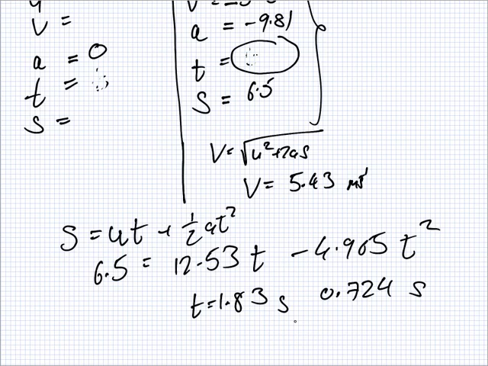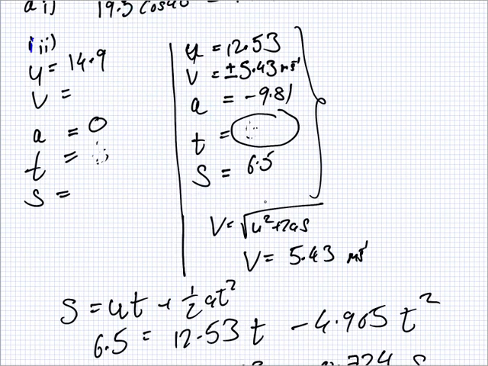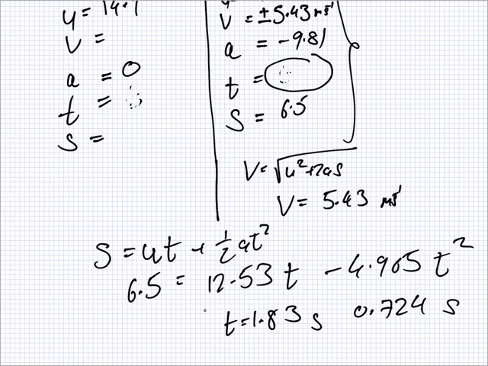The next one is find minimum distance from the wall, the short distance and the ranges. The next part is find the two ranges, this range and this range. So why are there two answers? Well, because there are two answers for time. So you have to put both answers of time in here.